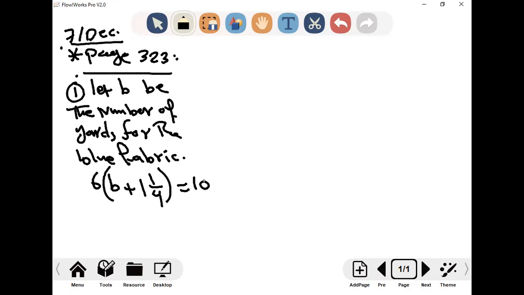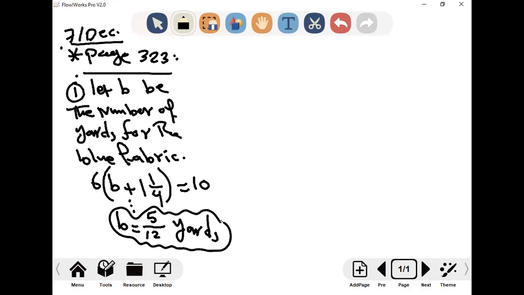Now you need to solve this equation. How? We did a lot, right? We distribute the 6, then simplify step by step. So you will do your steps. So B will be 5/12 yards, right? 5/12 yards. Done? Right. The variable you define can be any variable you want, okay? Yes.